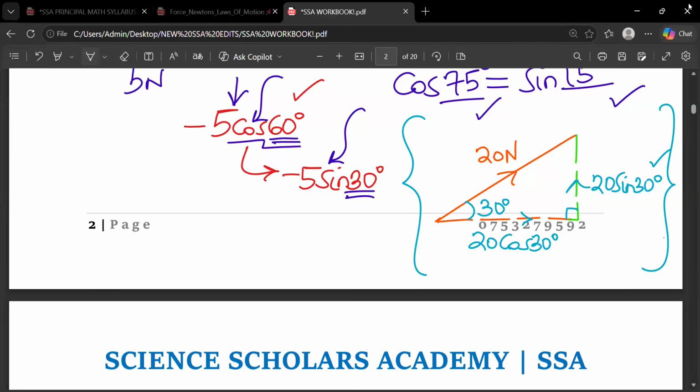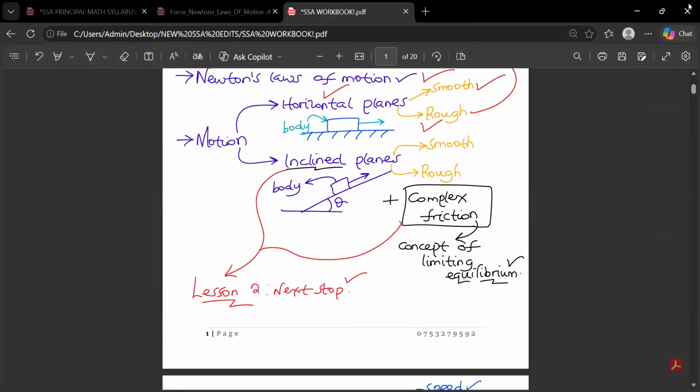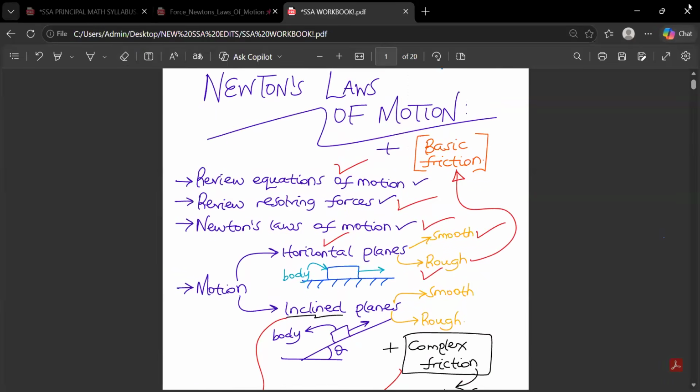So that's a simple review concerning the resolving of forces. Those who need full details, you'll have to go and visit that class. So guess what?